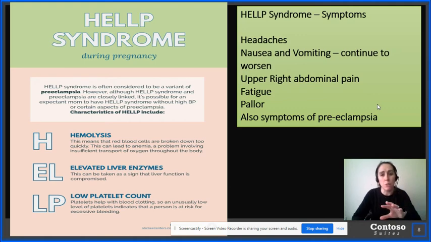So the symptoms, remember this is going to be a combination for you of the eclamptic symptoms as well as HELP in particular. So headaches, nausea, vomiting, that tends to get worse, especially the headaches. Can be upper right abdominal pain. Now, why would it be upper right abdominal pain? Well, we know that a lot of the pain is going to be concerned with the liver. And we know that's in the upper right quadrant, just below the ribs, just under the ribs. You'll have a little bit of fatigue, you know, like anemia. They will be pale, like anemia as well.